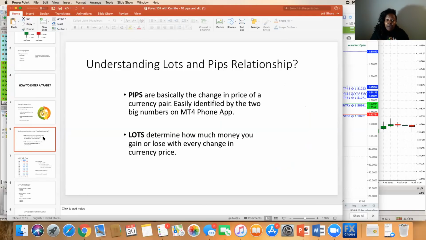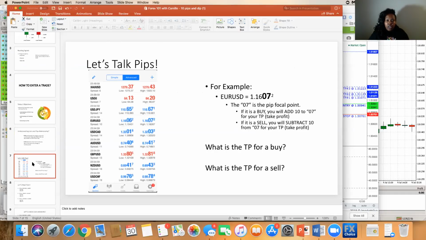Lots determines how much money you gain or lose with every change in a pip or the currency price. So those two pieces are very important and they work hand in hand with each other. So let's talk about pips.